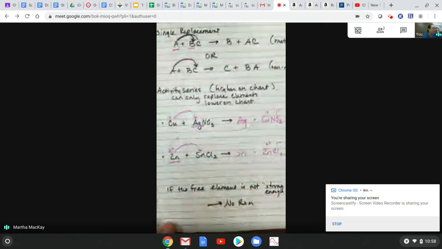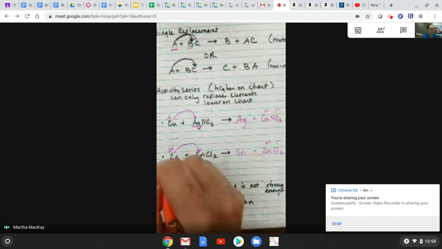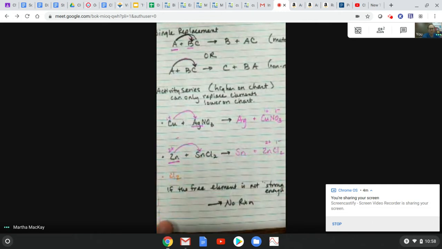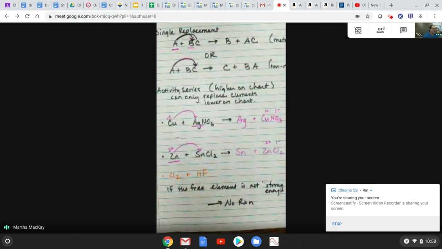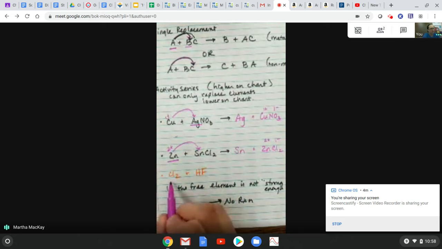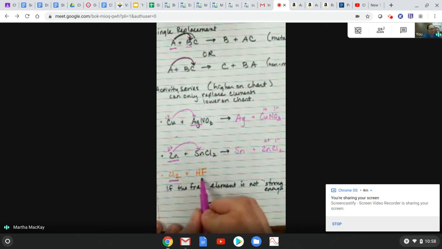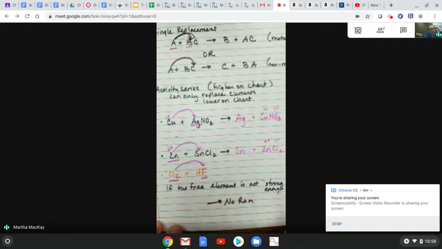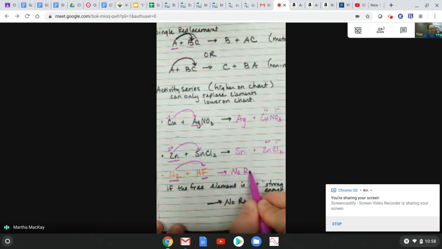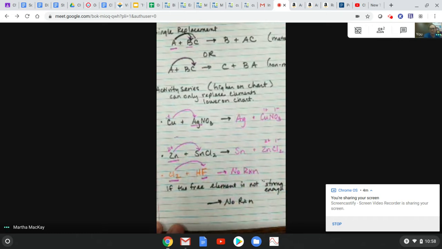What if I had one where I had chlorine trying to take the place of fluorine in this compound? So chlorine is a non-metal. It's going to try to take the place of the non-metal. Chlorine actually cannot take the place of fluorine. Fluorine's higher on the chart. So I would literally just write no reaction.